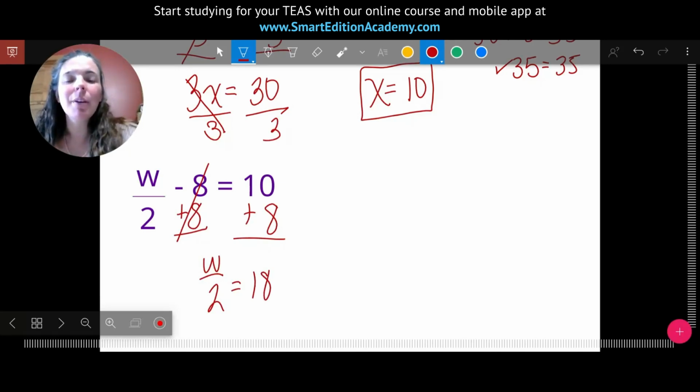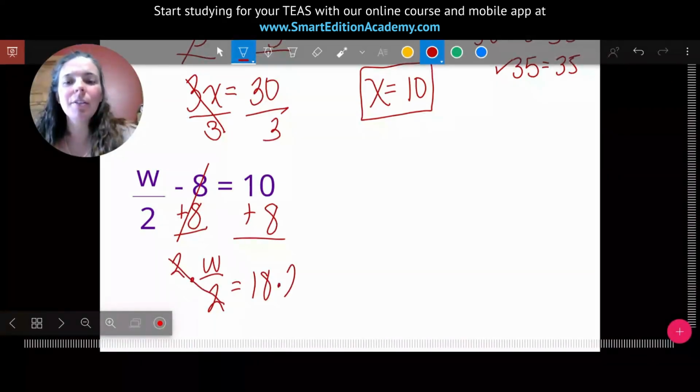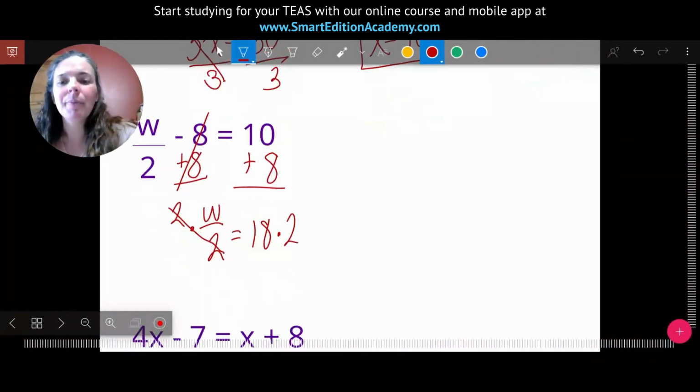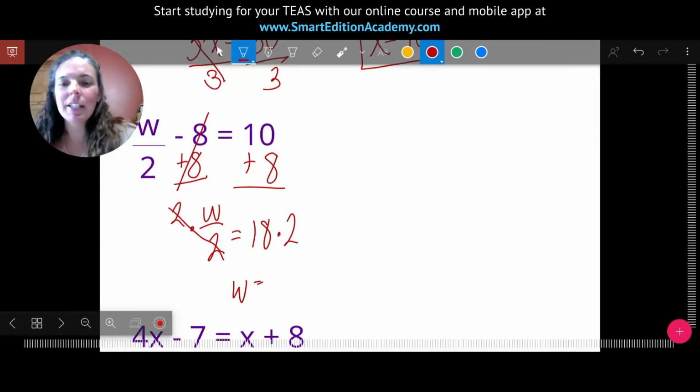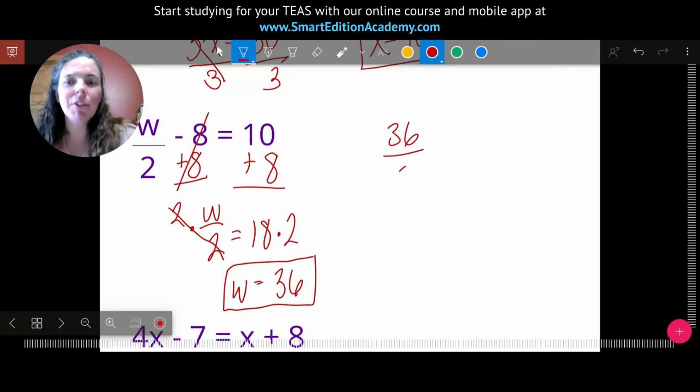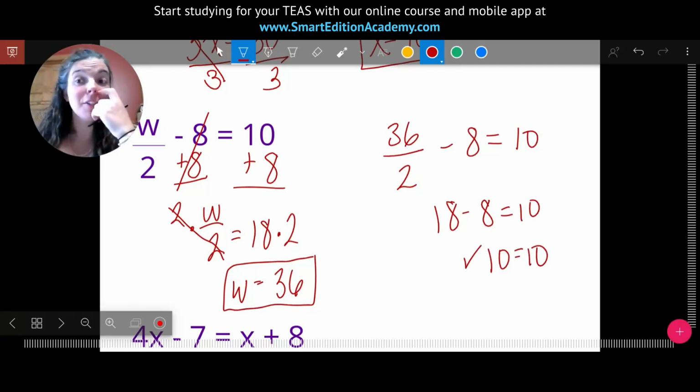Okay, so if I have W divided by 2, to get rid of division I use the inverse operation of multiplication. So 18 times 2 would give me 36. Can I check quickly and see if that works? Let's see, 36 divided by 2 minus 8 equals 10. 36 divided by 2 is 18. 18 minus 8 equals 10. That is true because 10 equals 10 is a true statement.